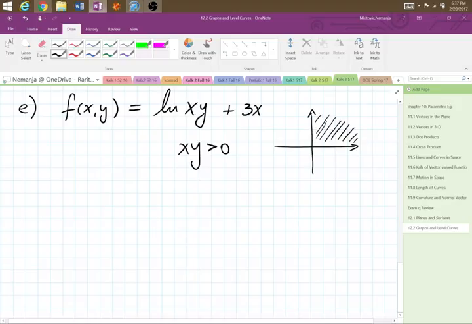And then the second quadrant to the left would be negative x times positive y. That would be negative, so that's not good. Then the third quadrant, we have negative times negative, which is positive. And then, again, the fourth quadrant is not good.